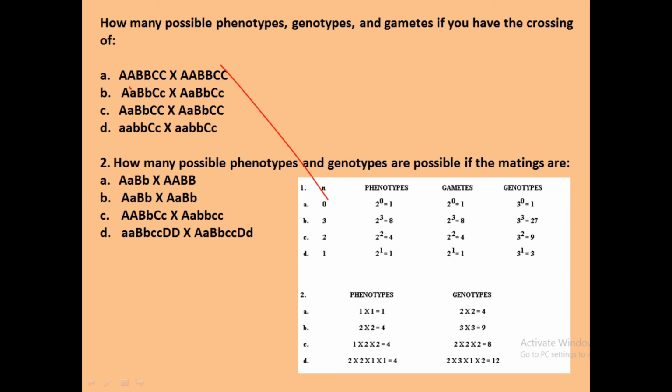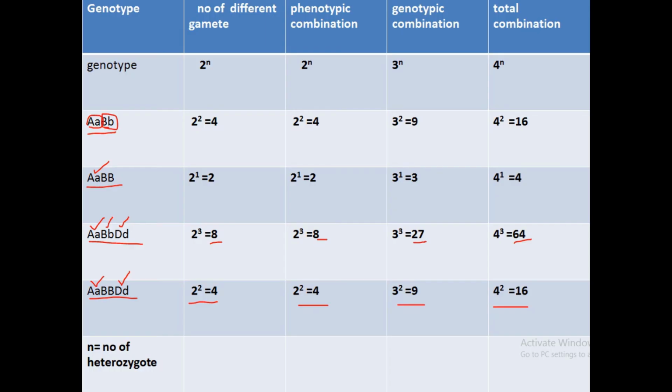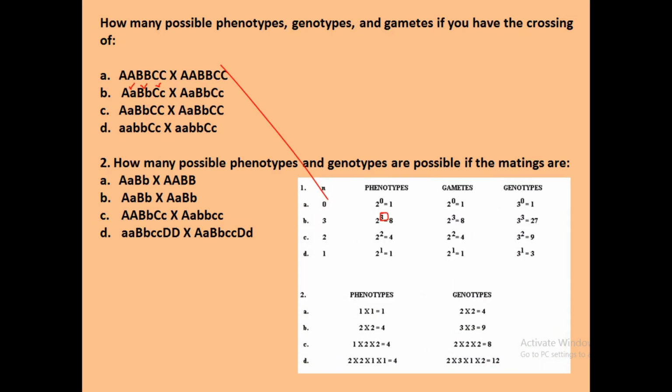Heterozygote, that is n is 1, 2, 3. N is the number of heterozygotes. So the cross between these will give 2 to the power 3. In place of n we have to write the number of heterozygotes, that is 3. So we'll get 8, and genotype 3 to the power 3, 27. If you have forgotten, let's see again. Number of different gametes is 2 to the power n, phenotypic combination is 2 to the power n, genotypic combination is 3 to the power n, and total combination is 4 to the power n. So here the genotypic combination is 3 to the power 3.